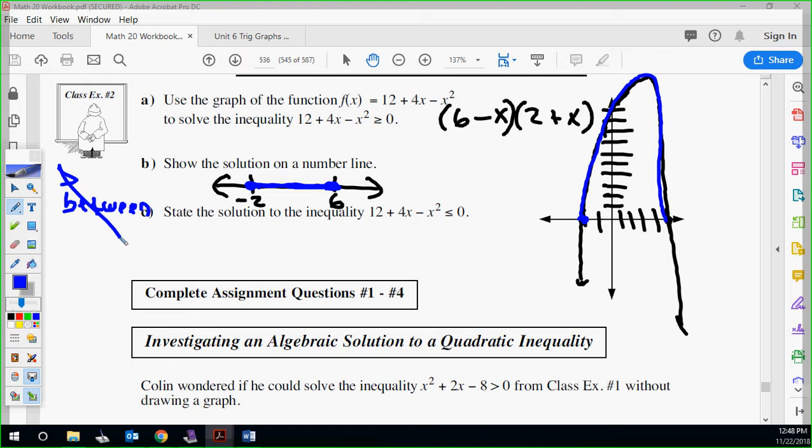Oh, okay. So that's what I meant. Say the solution to the inequality. The solution is x greater than or equal to negative 2, less than or equal to 6. That's your solution. Okay, and then there's a way you can do it without looking at the graph that we're going to talk about a little bit, the little bit algebraic way.